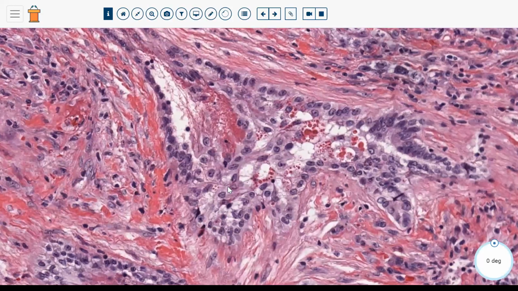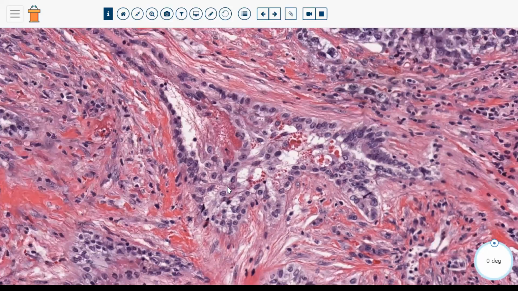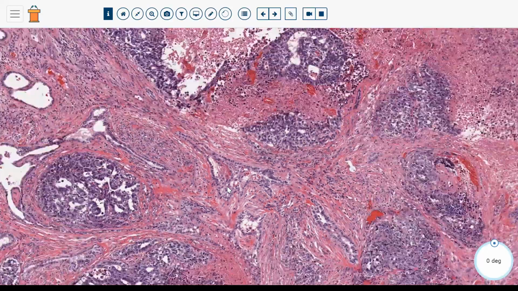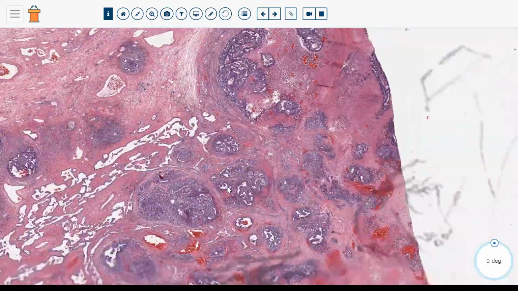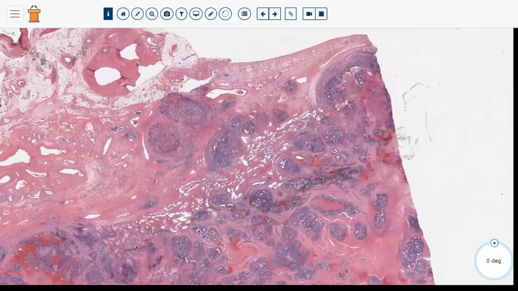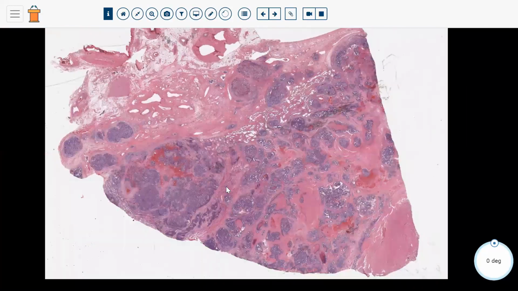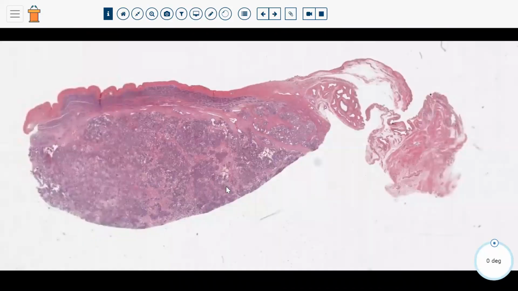Here's another field where the epithelium is almost cribriform, but there is this focus of hyaline globules. Okay, so that's another example of embryonal carcinoma with some interesting stuff for thinking about the pathologic stage. Here is one other testicular germ cell tumor.